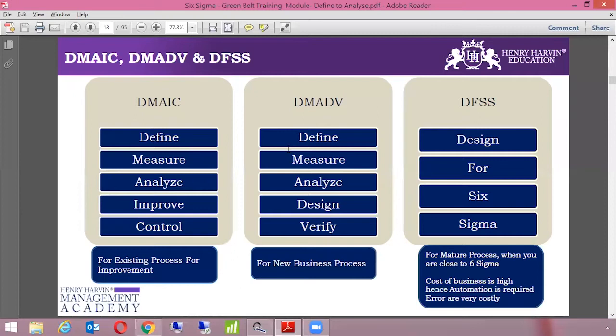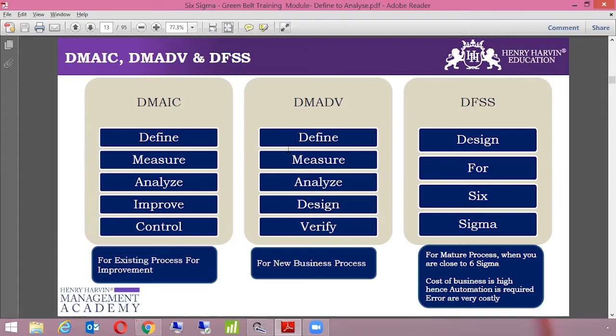Now let's discuss these methodologies in detail. What is DMAIC, what is DMADV, and what is DFSS? DMAIC is to be used when we have an existing process. When the process is existing, running for at least 6 to 9 months, at least not a new process altogether, in that scenario we will follow a DMAIC approach. DMAIC stands for define, measure, analyze, improve, and control.